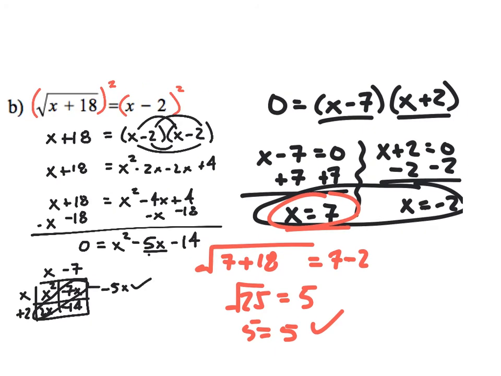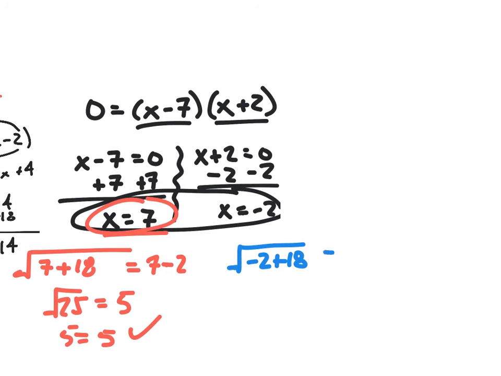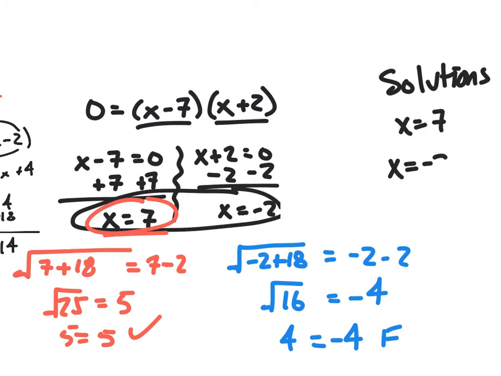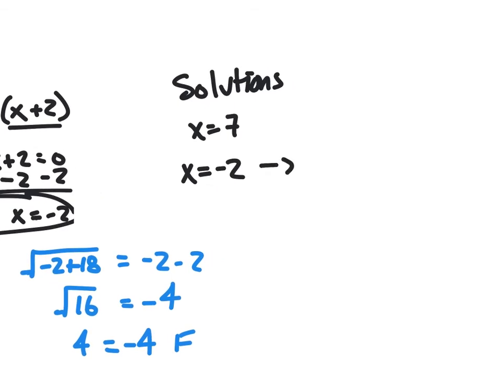If I plug in negative 2, I'm going to get the square root of negative 2 plus 18. Is that going to equal negative 2 minus 2? So this is going to give me the square root of 16. Is that equal to negative 4? The square root of 16 is 4, and that does not equal negative 4. So this is false. So when we check these, we get that one of the solutions that we got algebraically worked and the other one didn't. So here are my solutions. I've got x is equal to 7, and x equals negative 2 is extraneous. We need to label that as extraneous.